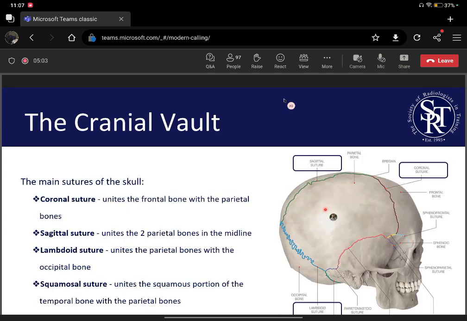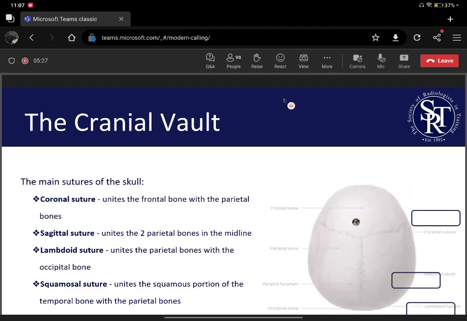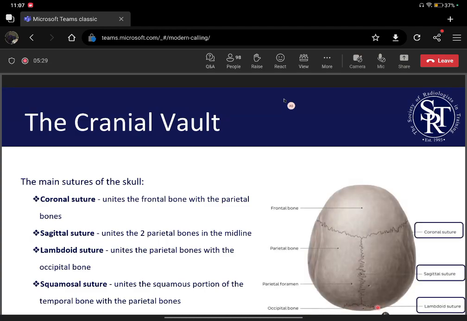And the main ones I want you to know about are the coronal suture, highlighted here in red, which joins the frontal bones with the parietal bone. We have here in green the sagittal suture, which is in the midline, joining the two parietal bones together. We have here in red the squamosal suture, which joins the squamous part of the temporal bone with the parietal part. And we have the lambdoid suture in the back, which joins the occipital bone with the parietal bones.